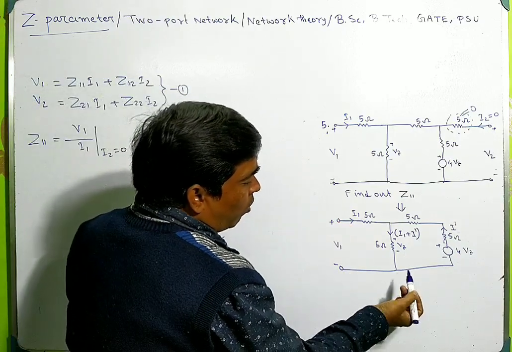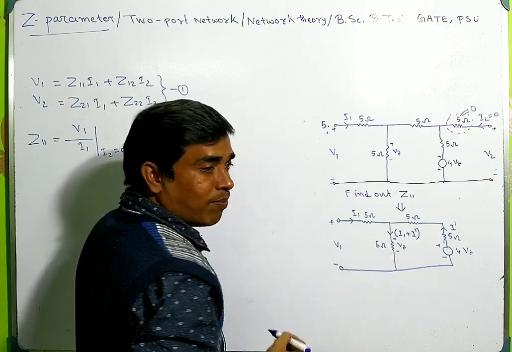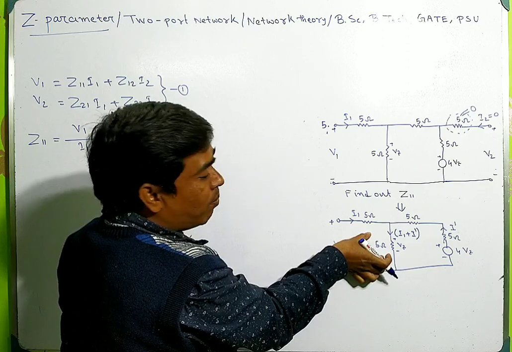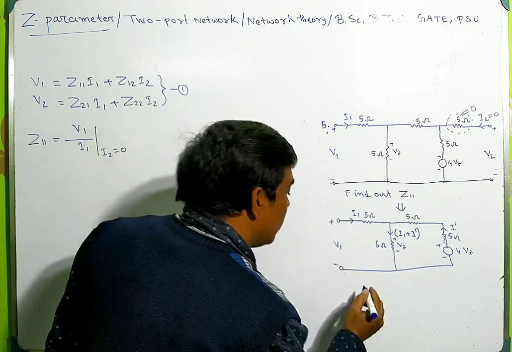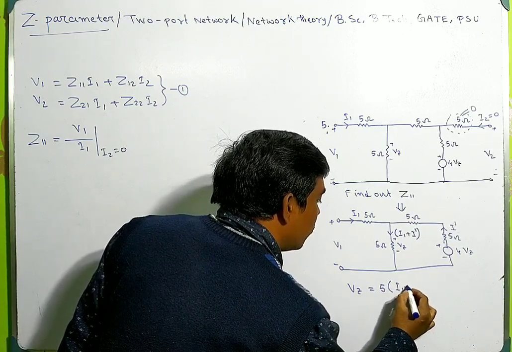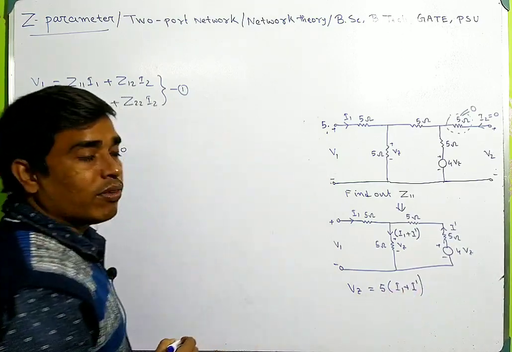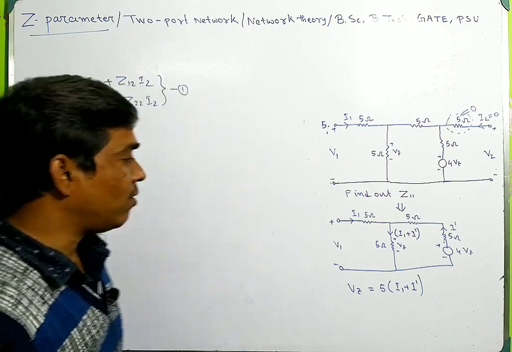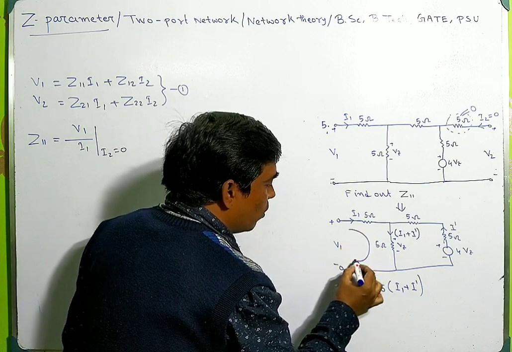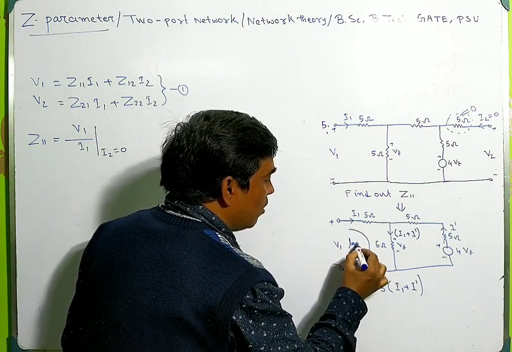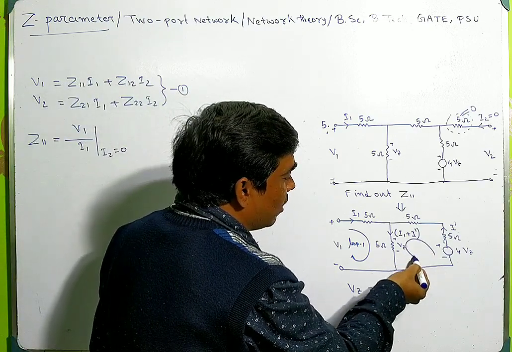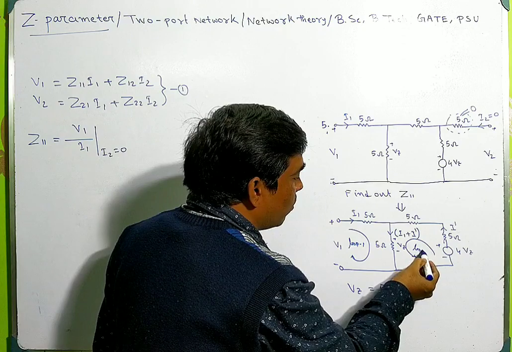So first of all we should calculate this Vz. What will be the Vz? The voltage across this 5 ohm resistance. So Vz is given by 5 into (I1 plus I dash). If I take a loop, this is loop number 1, and if I take another loop in this direction, this is loop number 2.